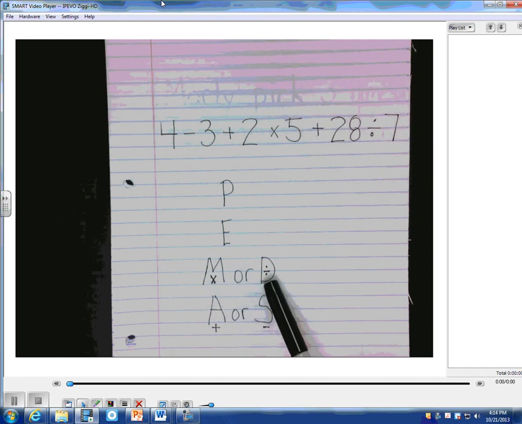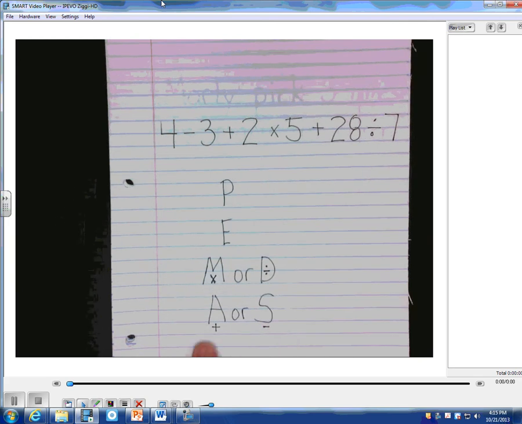And again, remember, if they're both in the same problem, we do whatever comes first going left to right. Okay? And then we have addition or subtraction. And again, it's the same as the multiplication and division. If you have both addition and subtraction in the same problem, you do whichever one comes first going left to right.